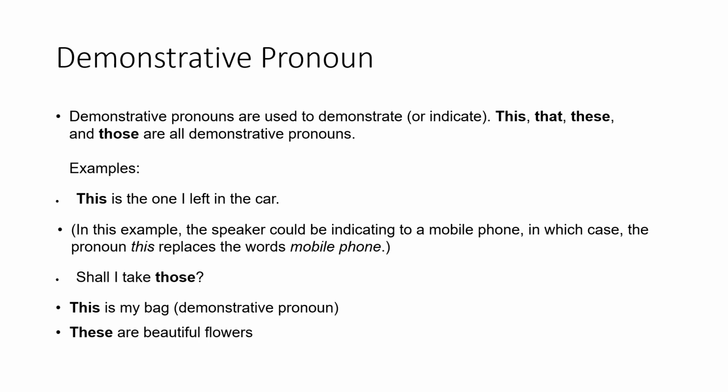As you can see, this is the one I left in the car. In this above example, you can see that the speaker could be indicating a mobile phone, in which case the pronoun this replaces the words mobile phone. The second example is, shall I take those? This is my bag. These are beautiful flowers. As you can see, the highlighted words those, this, and these are all demonstrative pronouns.